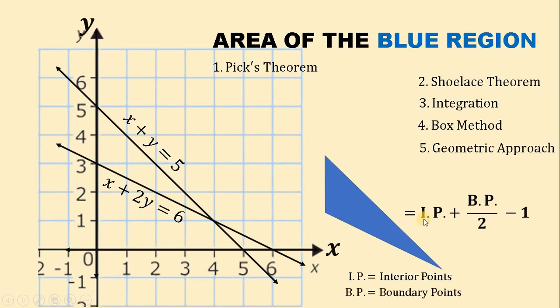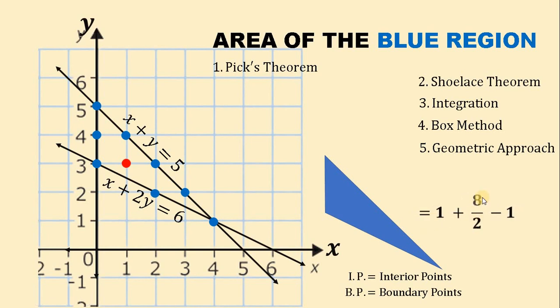Now let's count how many interior points there are. On this figure, there's only one. Now how about the boundary points? We have 1, 2, 3, 4, 5, 6, 7, and the last one is 8. So we have 8 boundary points. Now let's use the formula to find the area of this shaded region. Interior points, we have 1. Boundary points, we have 8.